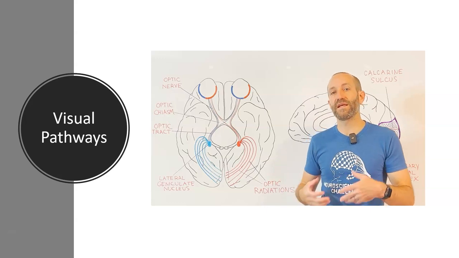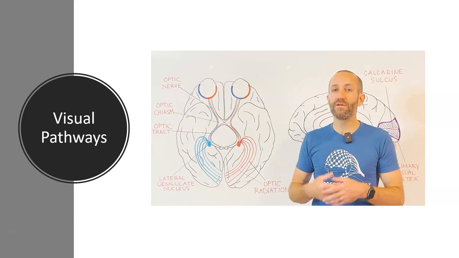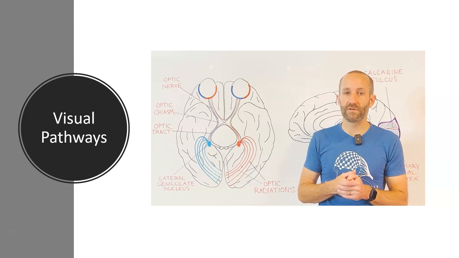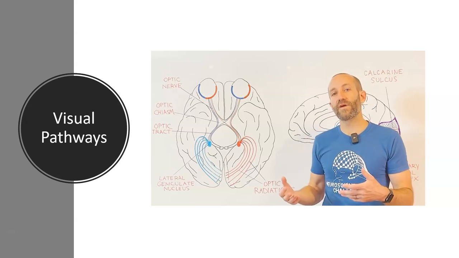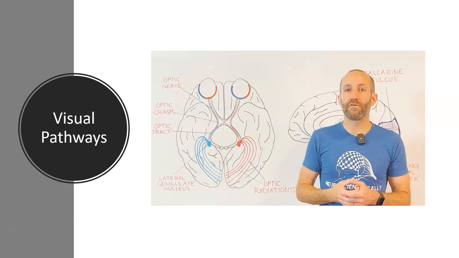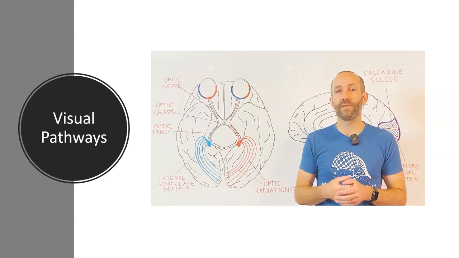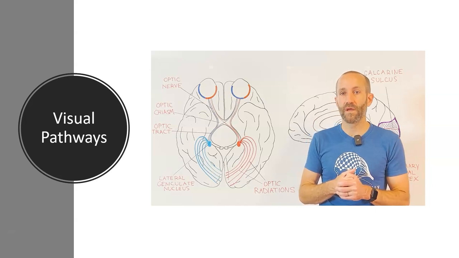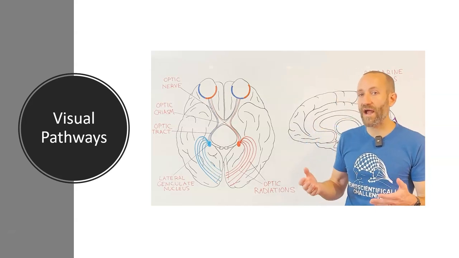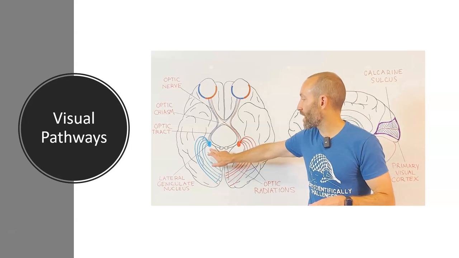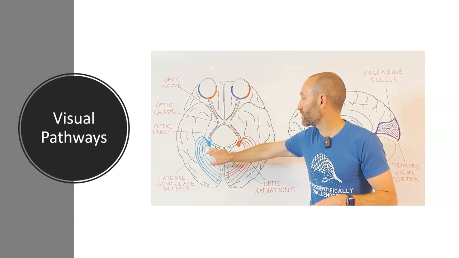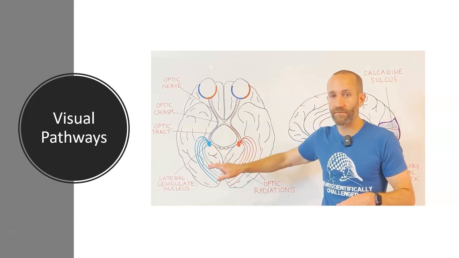This nucleus helps to maintain circadian or daily rhythms and uses information about light in the environment to help to do that. And still other fibers go to the superior colliculus, a region in the brainstem that, among other things, helps to coordinate head and eye movements to focus on objects of interest in the visual field. Most of the fibers in the optic tracts, however, end in a nucleus in the thalamus called the lateral geniculate nucleus. There's one on each side of the brain here.